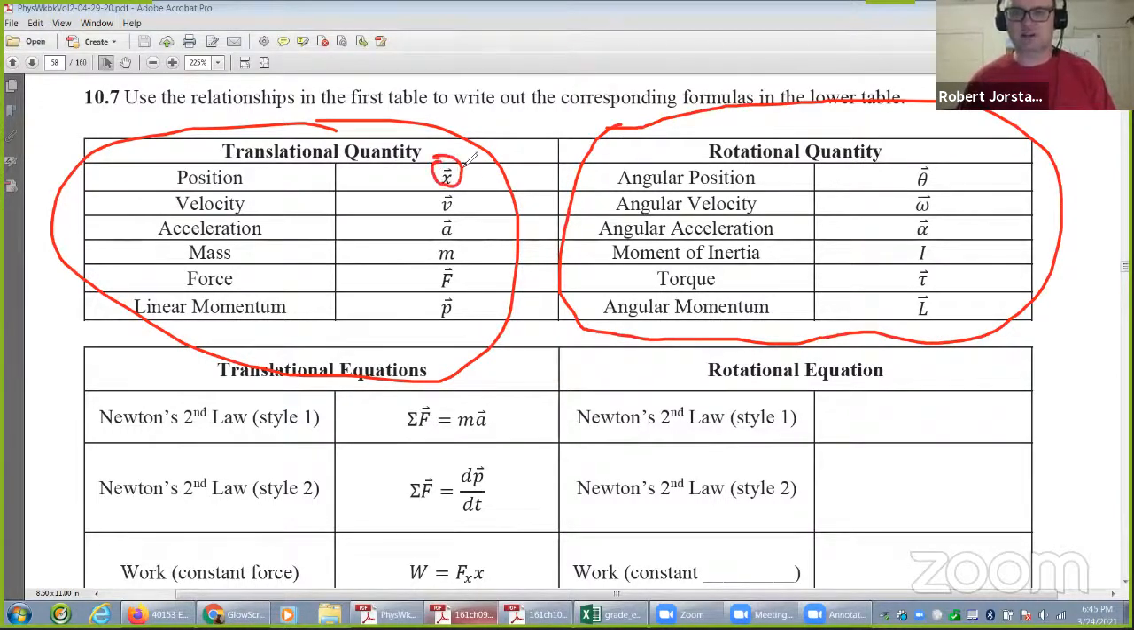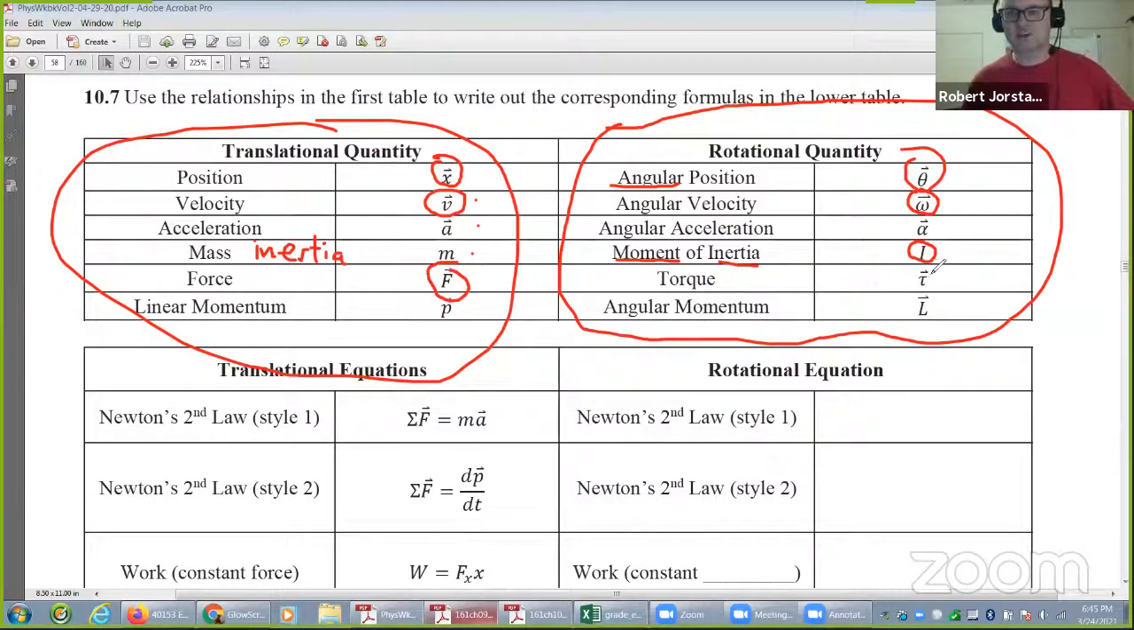X was position. Theta is angular position. Similarly, we talked about v and a. What about mass? Well, there's going to be a new thing. Mass is called inertia. Remember somebody said that early today? Mass is inertia. Moment of inertia is the rotational mass. Notice the vector quantities here are going to be assumed to be vector quantities over here as long as we're rotating about a fixed axis, not multiple axes.